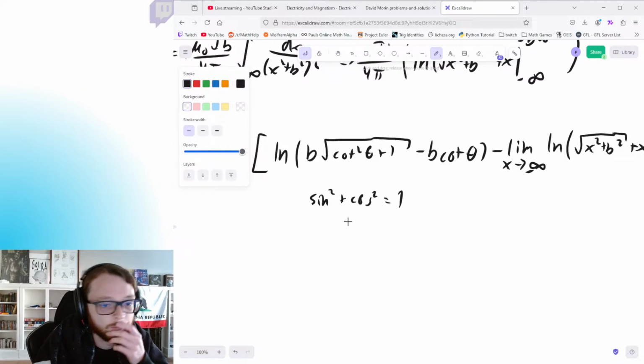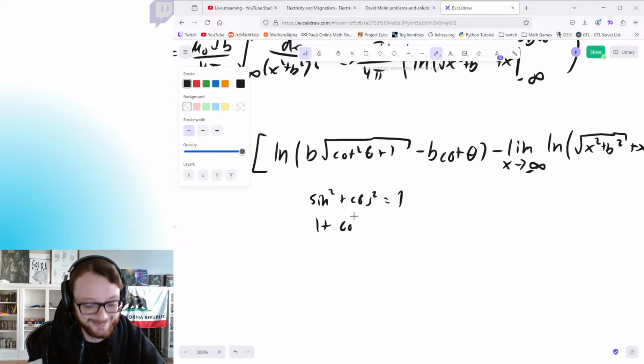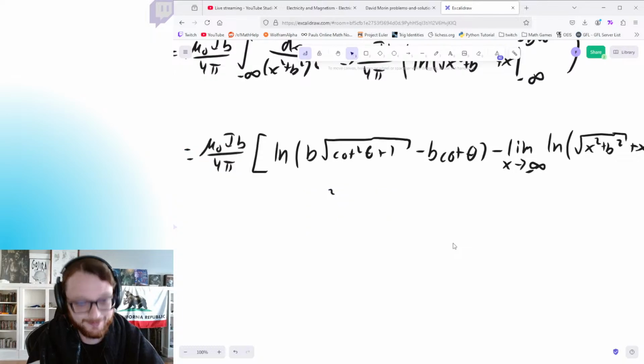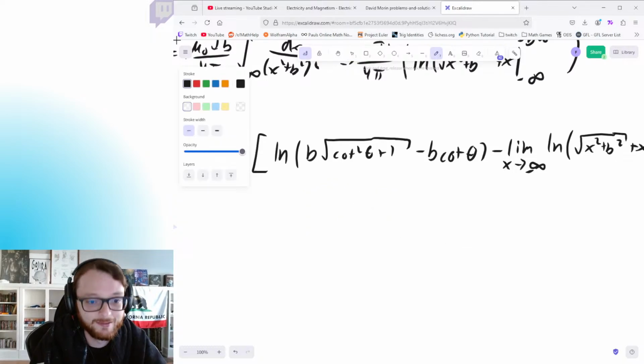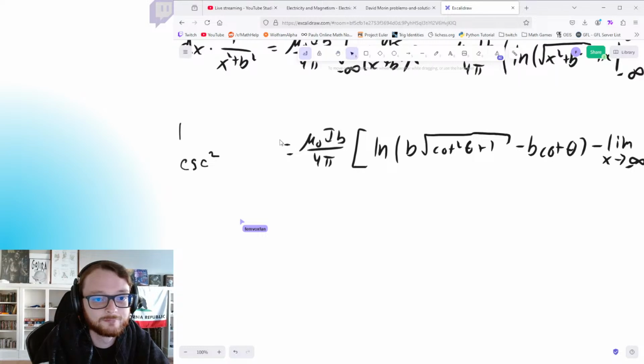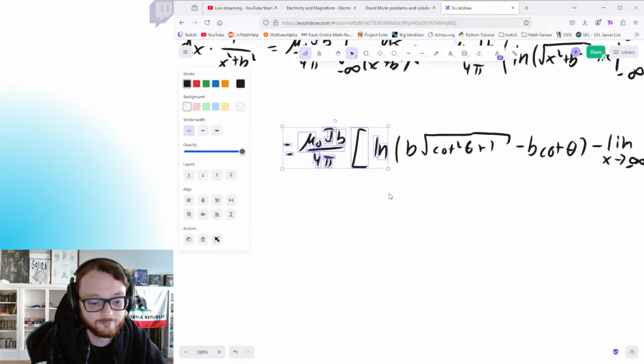Cotangent is cosine over sine. Oh, I just did that over on the left. Yeah, it's cosecant. Okay, cosecant. Good. Yeah, cotangent squared plus 1 is cosecant squared. Oh, there we go.